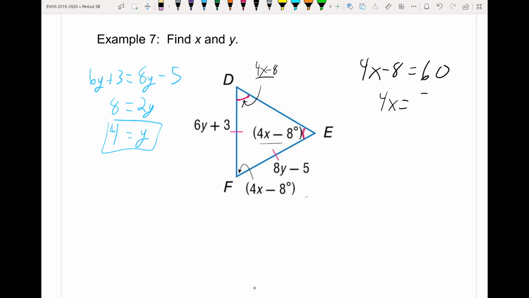Oh, no, that's not 52. We're going to add 8, so that gives me 68. Then divide by 4 gives me x equals 17. Man, you are ahead of me, aren't you? Yes.